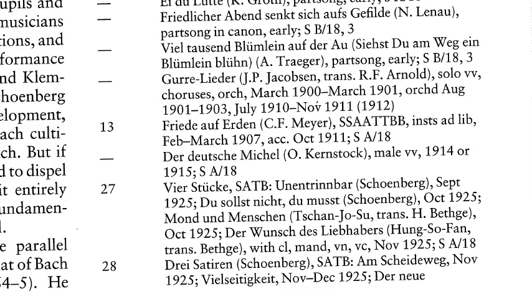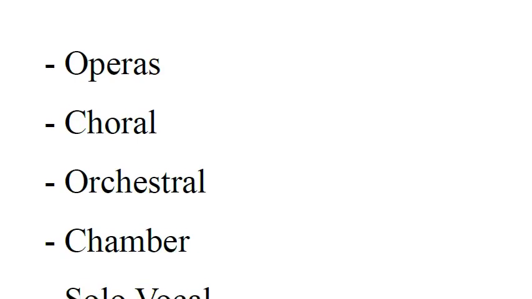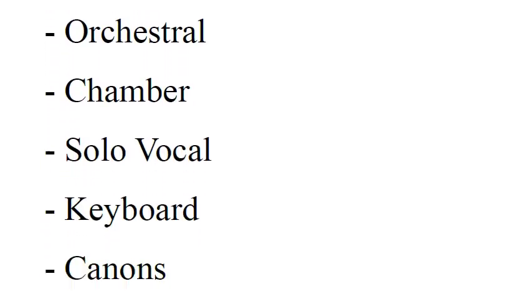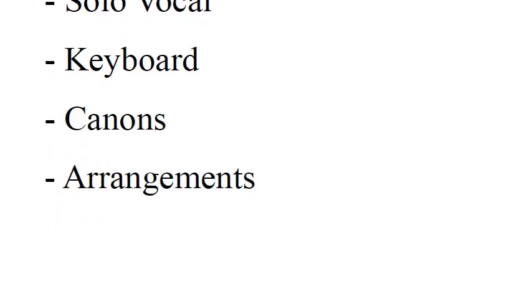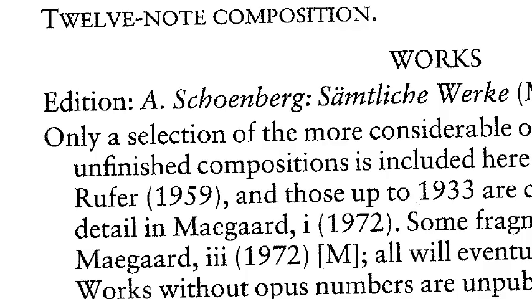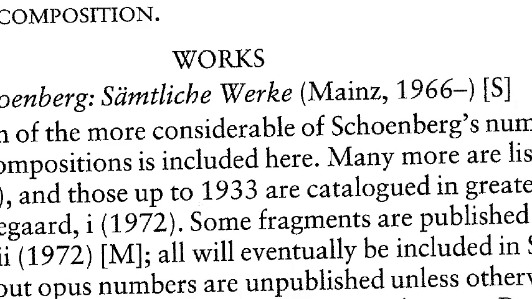We see first that the list is divided into categories, just as we're accustomed to. Here there are 7 categories of musical works in addition to Schoenberg's many writings. Works seem to be listed by date of composition within each category. The standard collected critical edition is cited at the beginning, just as we are used to seeing it, and it's given the abbreviation S.